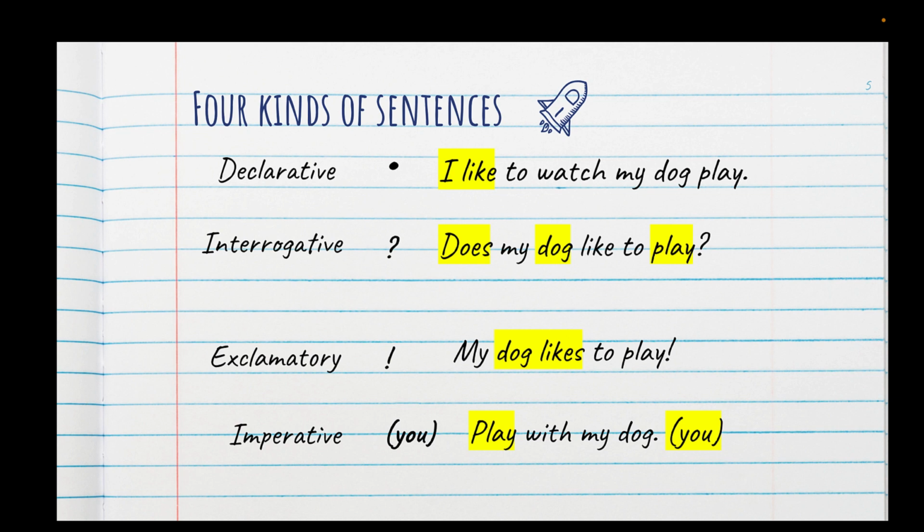Play with my dog. If you have a sentence that says, sit down, that is a complete sentence. It's an imperative sentence. You're telling someone, sit down. You're going to put a period on it, or you can put an exclamation, and you're going to capitalize it. And that's a complete sentence, guys. Okay? So these are our four sentences.